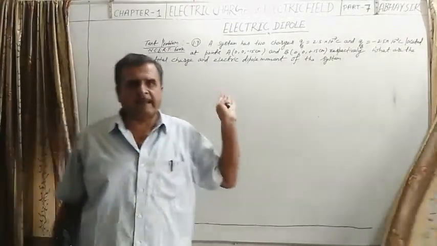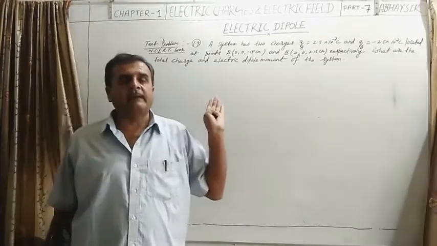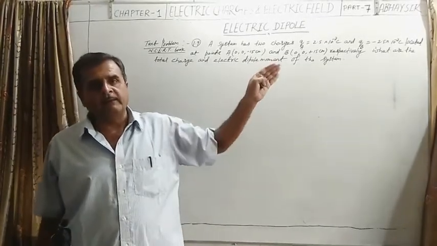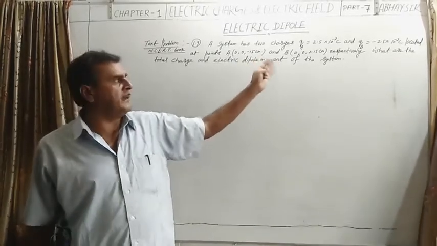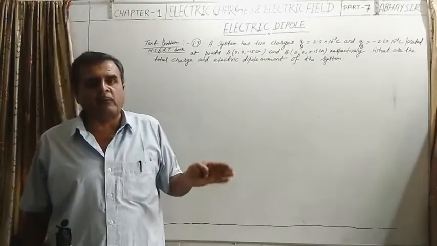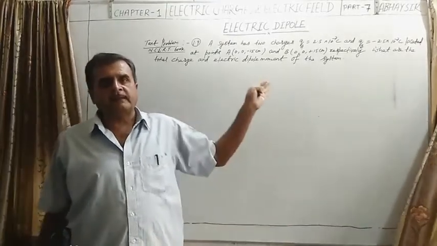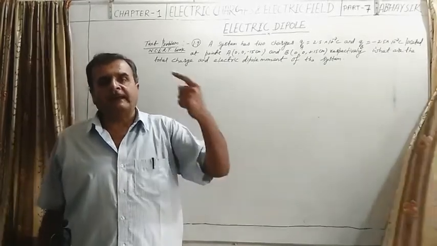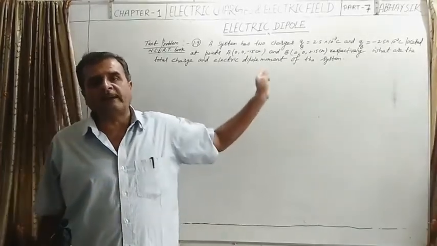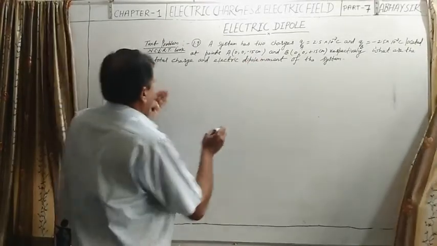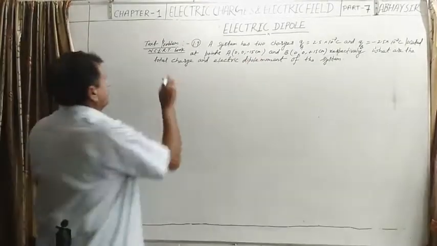So the formula we just told for electric dipole moment, P = Q multiplied by 2L, will be applied in this problem. And for the total charge of an electric dipole, you know that two equal and opposite charges constitute an electric dipole. So the total charge of an electric dipole is 0. Now we can write the problem and I am going to solve it.